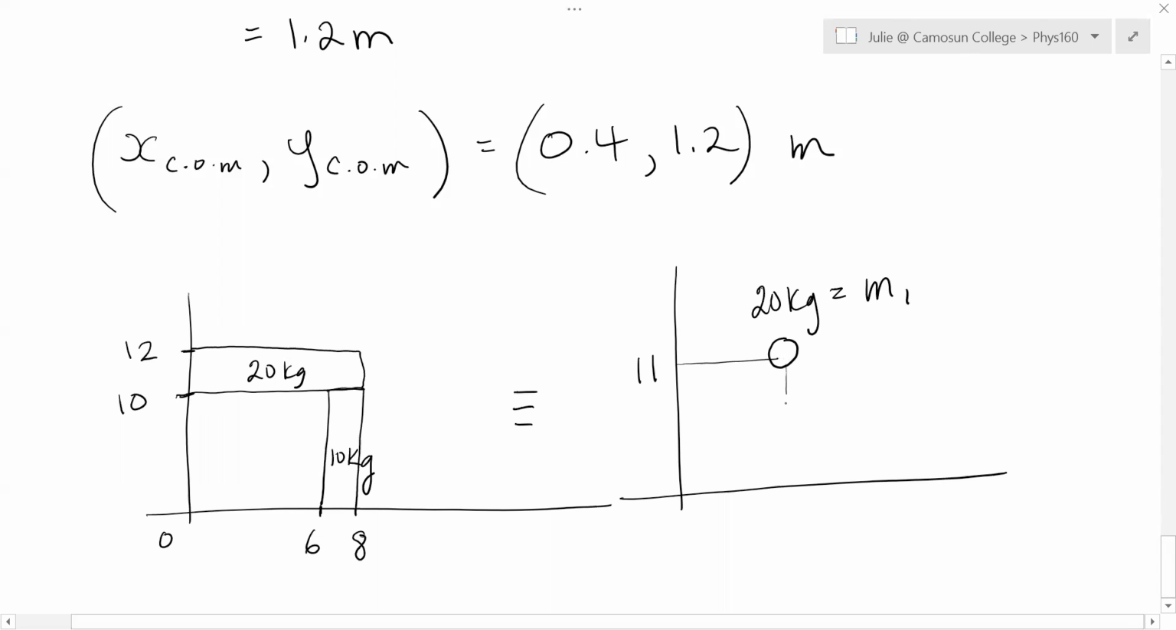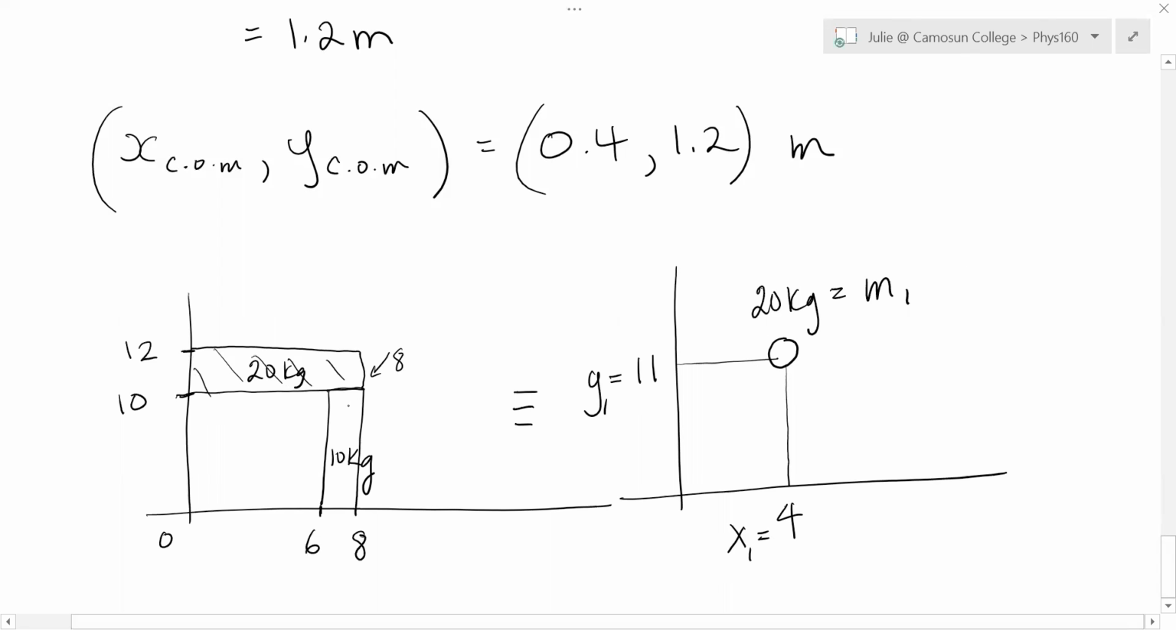And over from the x-axis, it's halfway. So the end of it here is at 8. Half of that's 4. So this would be at 4. So M1 has X. So X1 is 4 and Y1 is 11. So we've reduced this rectangular block over here to a ball at its center of mass.